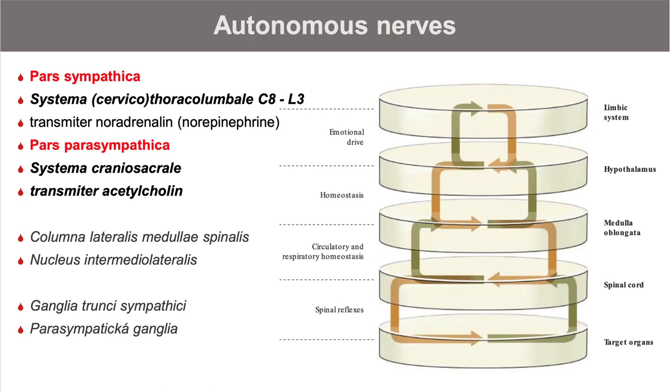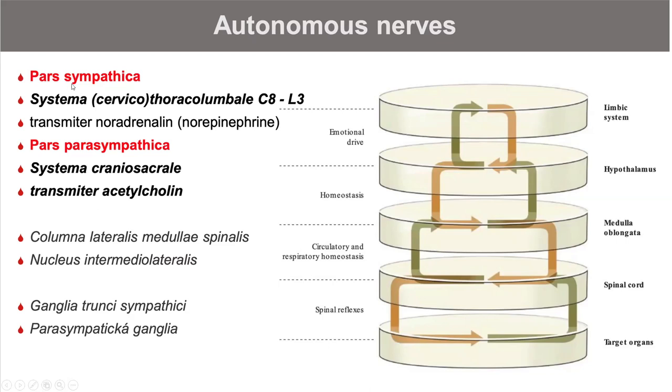So this is the limbic system, and one of the very important parts of the limbic system is the amygdala, which is the subcortical nuclei of the limbic system and is for the processing of emotion, and it is involved in the fight and flight response and also in sexual pleasure. So this is the general structure of the autonomic nervous system.